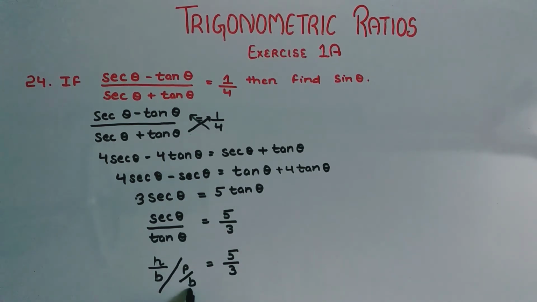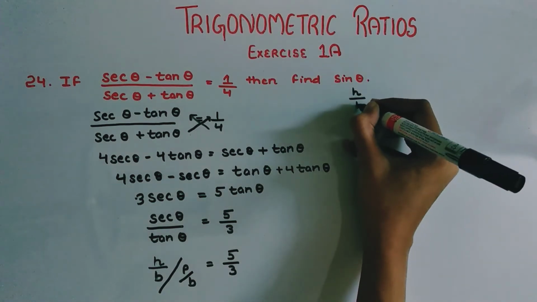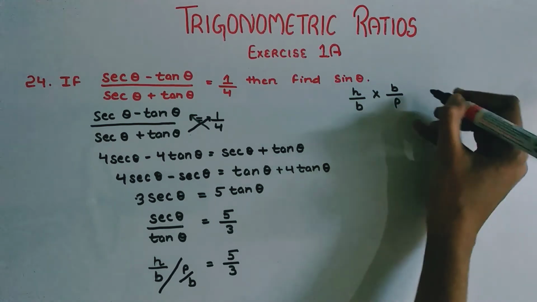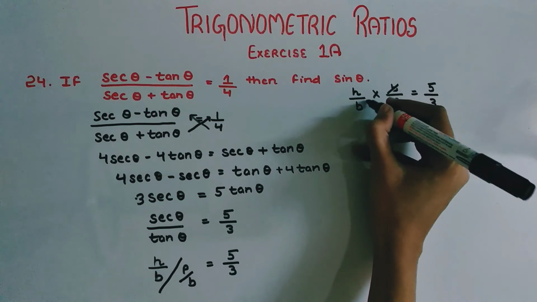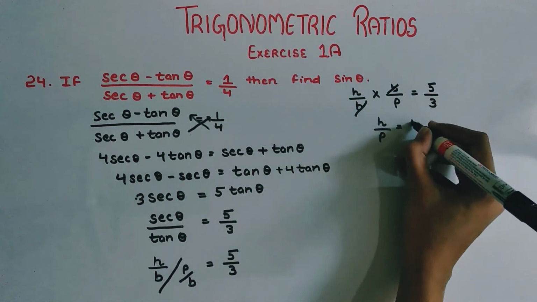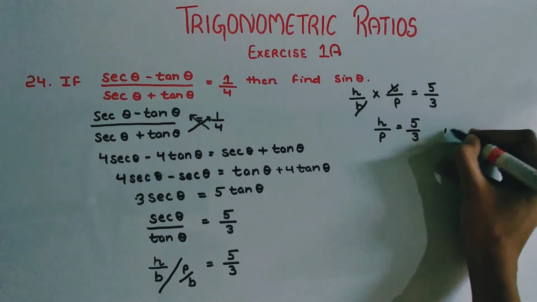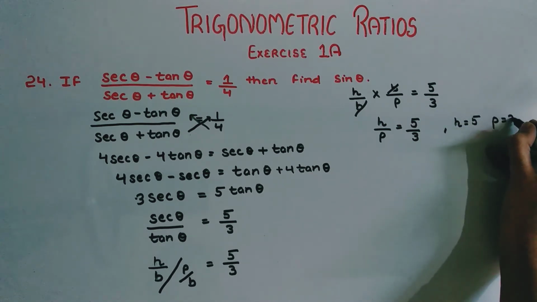We will write this term in the form of multiplication. That means hypotenuse divided by base, multiplied by base divided by perpendicular, that we have is 5 by 3. Base and base are cancelled, that means hypotenuse divided by perpendicular is equal to 5 divided by 3. That is, value of hypotenuse is 5 and that of perpendicular is 3.